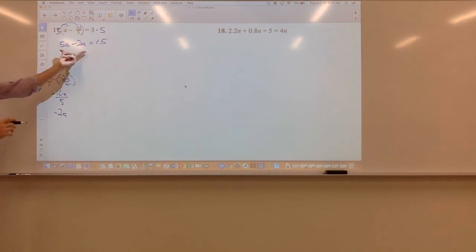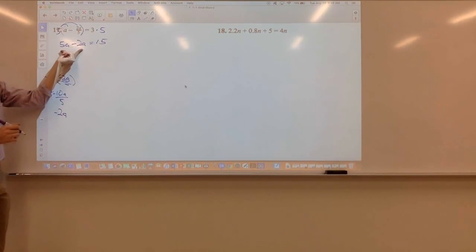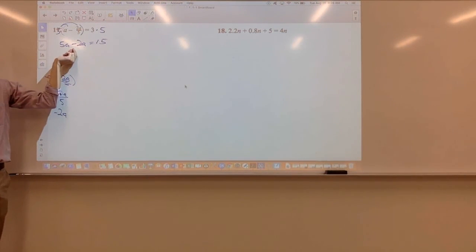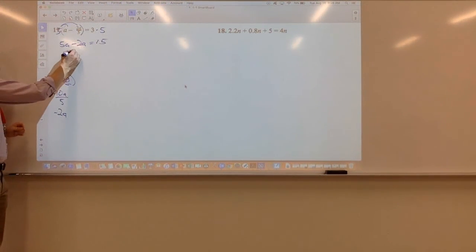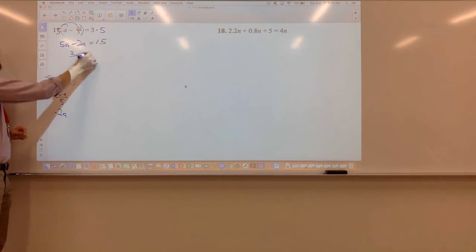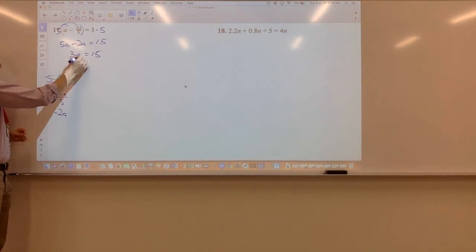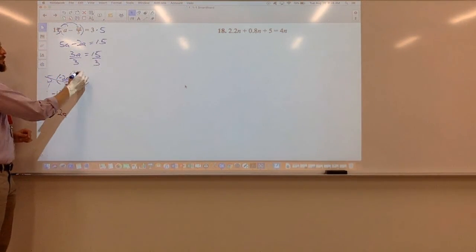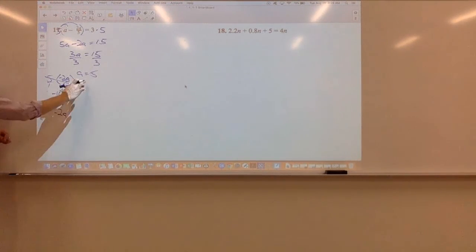So now this is a pretty straightforward equation to solve. These are like terms, so I can go ahead and combine those. 5a minus 2a is 3a. And I can divide both sides by 3. Get 5. Alright. Any questions?